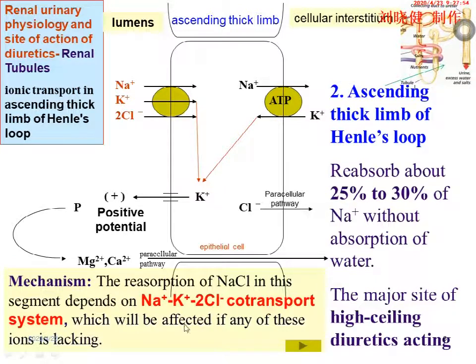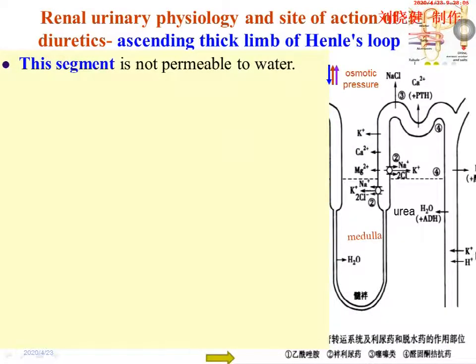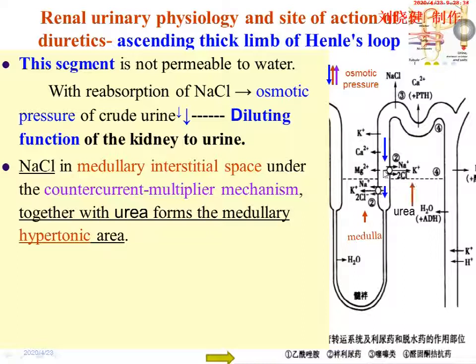So this reabsorption process is affected if any of these ions is lacking. Now, as I just mentioned, this ascending portion of Henle's loop is impermeable to water. It is just permeable to the ions. So with the flowing of crude urine through these tubules, this segment reabsorbs sodium chloride, and the osmotic pressure of crude urine is further decreased, because it is permeable just to the ions, but not water.